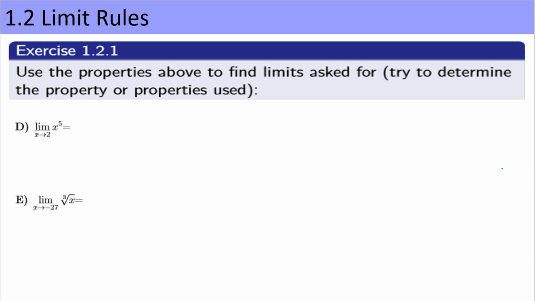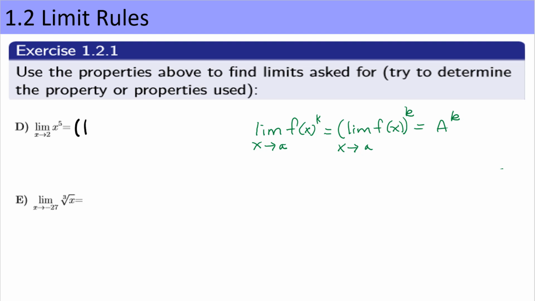Here we're going to use the exponent property, and so applying it, it starts with the limit as x approaches a of f of x to the k. We will identify the f of x as our function x and the power k as 5. Let's rewrite this using the property, so we will have in parentheses the limit as x approaches 2 of x, close the parentheses, and raise it to our power, which is 5.